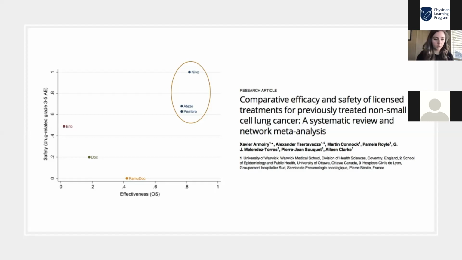So this was a figure from their paper, and it's a cluster ranking plot, which demonstrates effectiveness and safety of each of the drugs compared. And interventions in the top right-hand corner tend to be more effective as well as safe compared to anything in the lower left-hand corner.